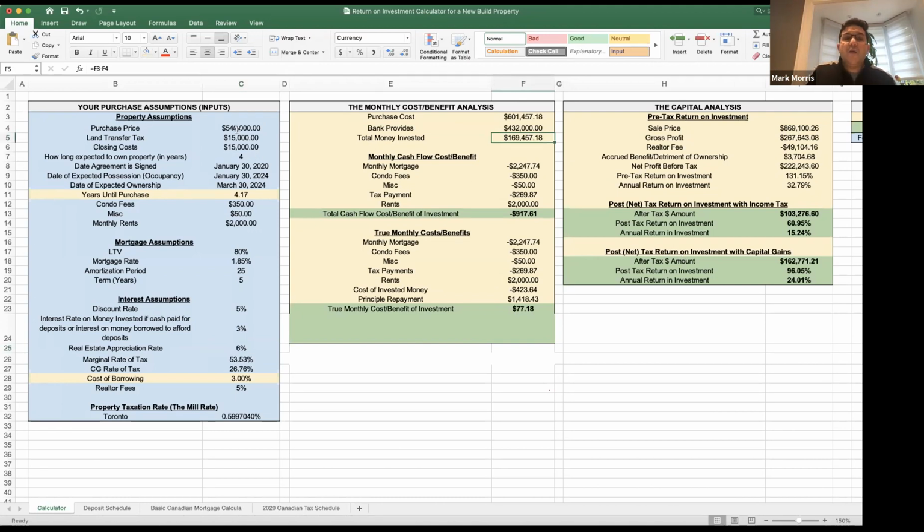$169,457. It's going up on the whole kit and caboodle of $540,000, meaning that by the time 8 years and 17th of a year have passed, your value of your property is now $870,000. And as a result, your gross profit is, in fact, this minus your purchase cost, not your purchase price, your purchase cost. So that's your gross profit. Then, of course, you have to pay your realtor fee on this. And remember, it's 5% plus HST. You all know that.